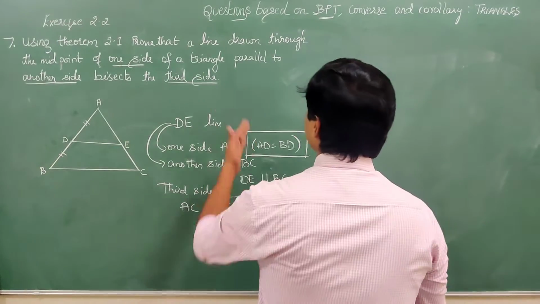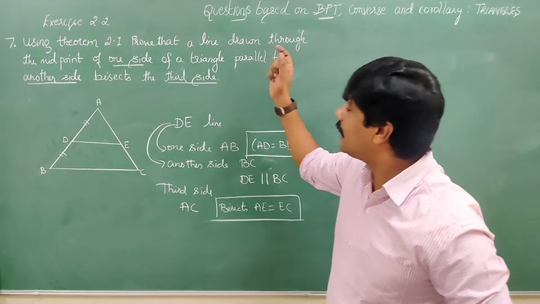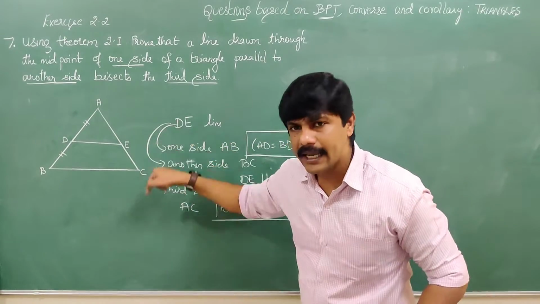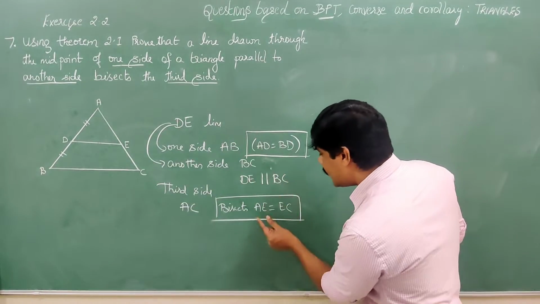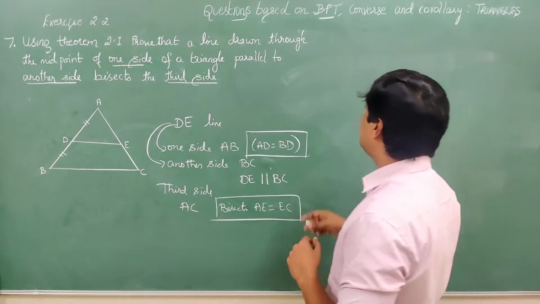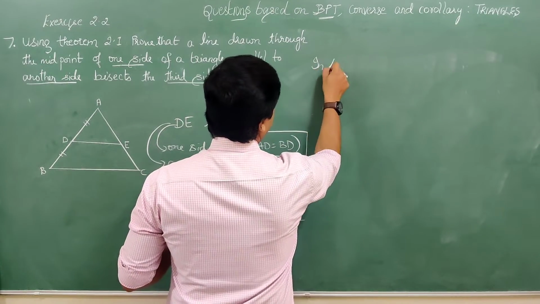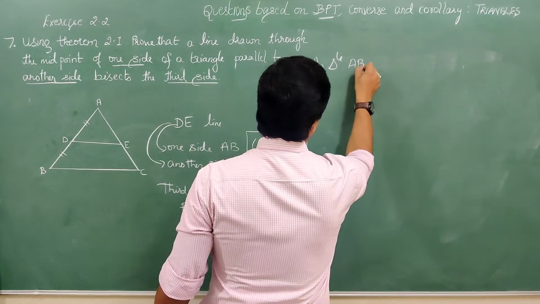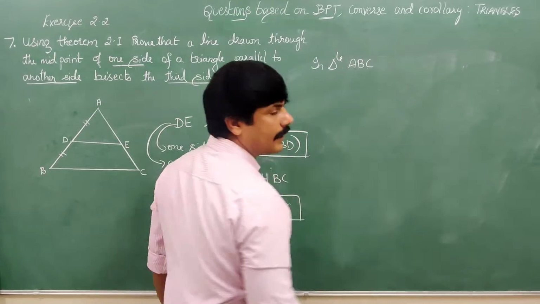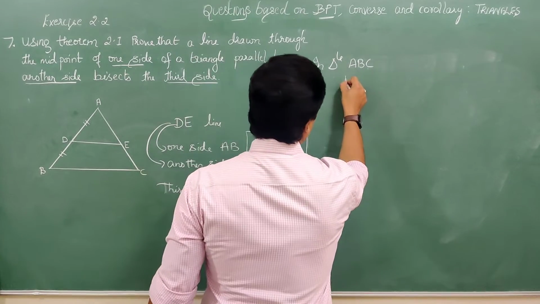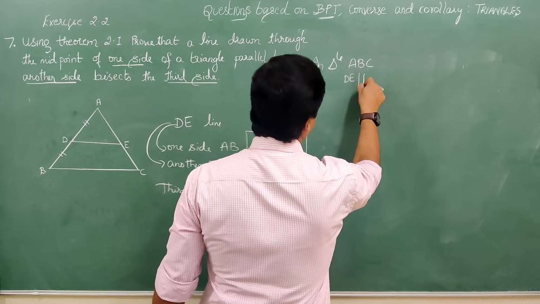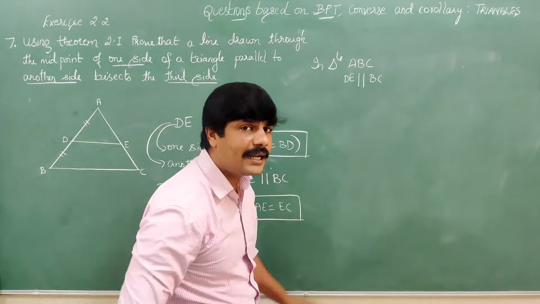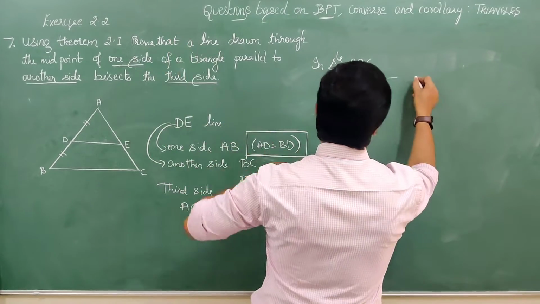We have to prove using the basic proportionality theorem that the line DE bisects the side AC. Bisects the side AC means AE is equal to EC. In triangle ABC, DE is parallel to BC. How do you know that? It is given in the statement.